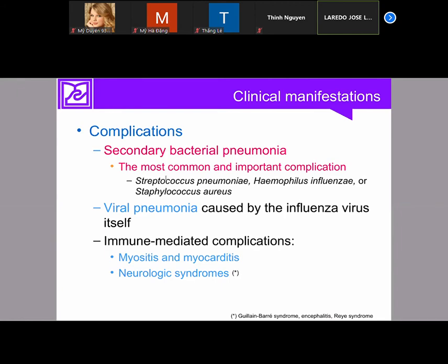However, I told you that some people may suffer complications because people become more susceptible to other infections. The most common is secondary bacterial pneumonia.